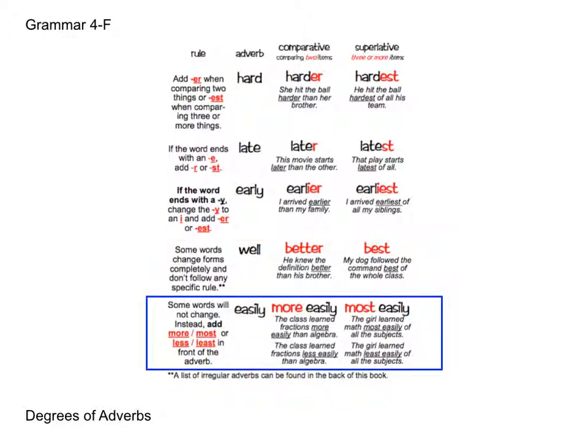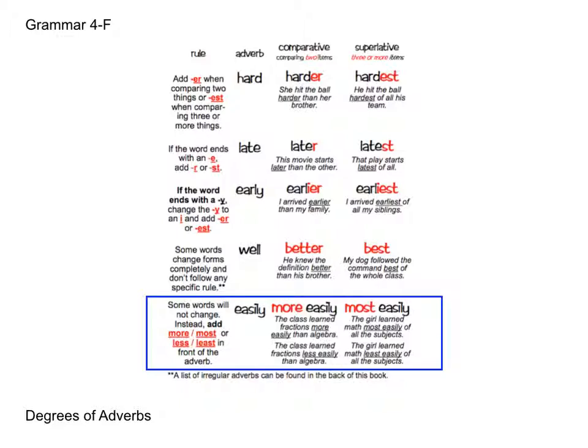And then the last thing we're going to go over is some words will not change. Instead, we add a word, more or most, or less and least, in front of the adverb according to the situation, of course, comparative or superlative. So words like easily would be more easily and most easily.